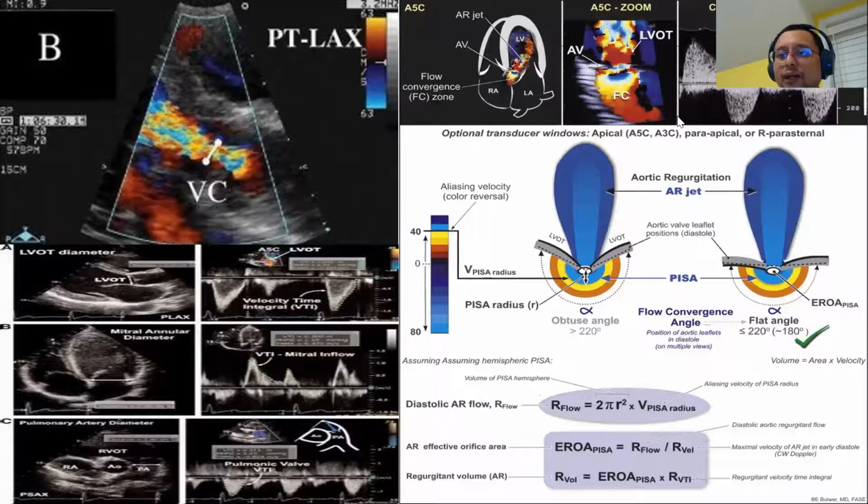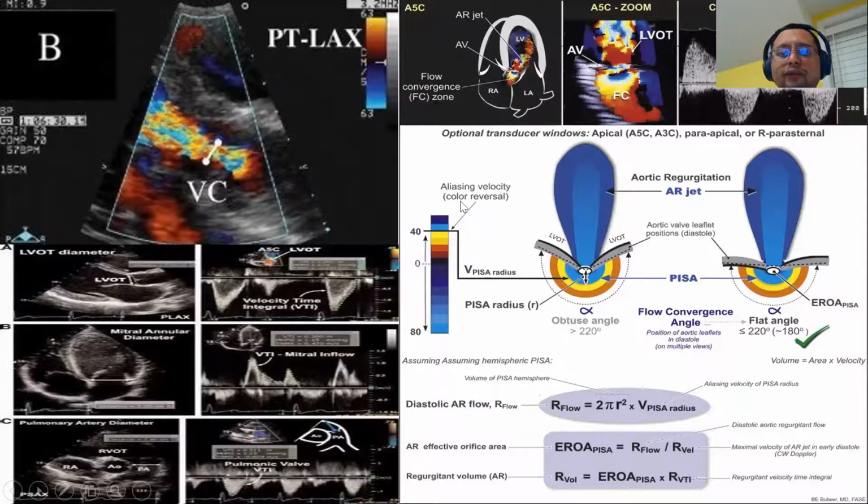And if you look at the picture on the side, this is an apical 5-chamber view. You notice that the AR jet is going upwards here. If you zoom in, you can also adjust your Nyquist limit to get a hemisphere, a PISA hemisphere. So what you do is use the PISA equation: 2 pi r squared times the aliasing velocity.